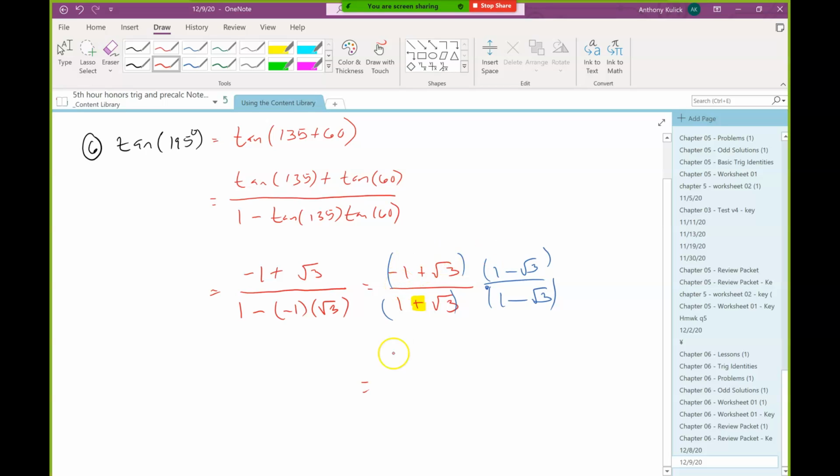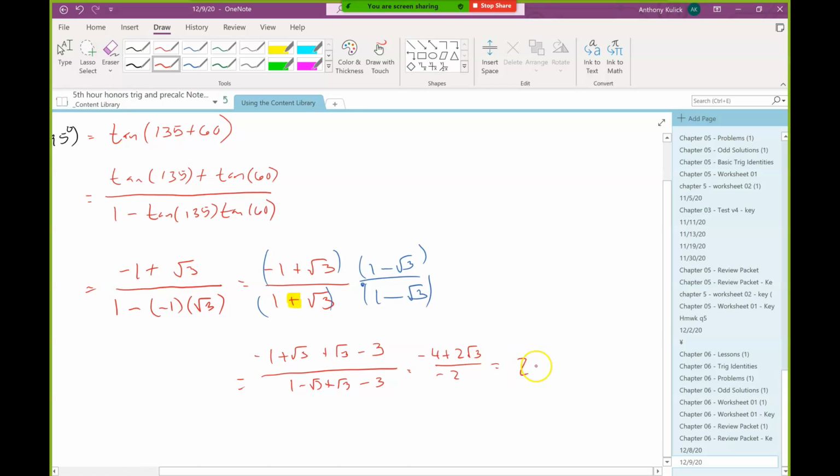So we'll FOIL this out now. So I have negative 1 plus root 3 plus root 3 minus 3. And the denominator I have 1 minus root 3 plus root 3 minus 3. So that's negative 4 plus 2 root 3 over negative 2. And then if I reduce that, I have 2 minus root 3. There's my final answer.